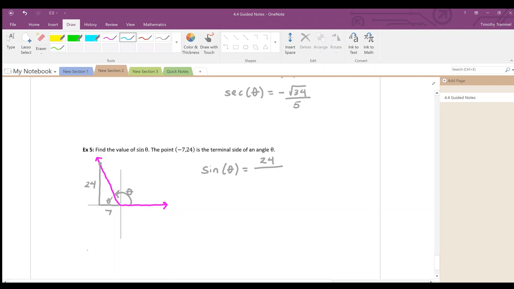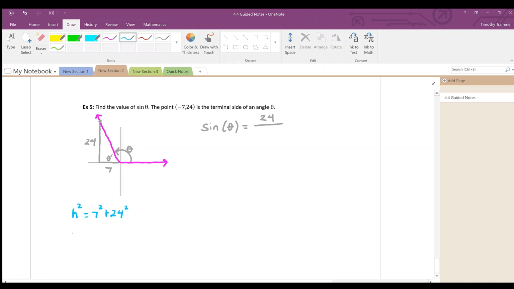So if we're trying to find that hypotenuse, it looks like we have h squared is equal to 7 squared plus 24 squared. And if we add those two together, that gives us 625. So let me scoot this down a little bit. h squared equals 625. And the square root of 625 is actually just 25. So the hypotenuse is of length 25. And so we can finish this off here. Sine of theta is equal to 24 over 25.